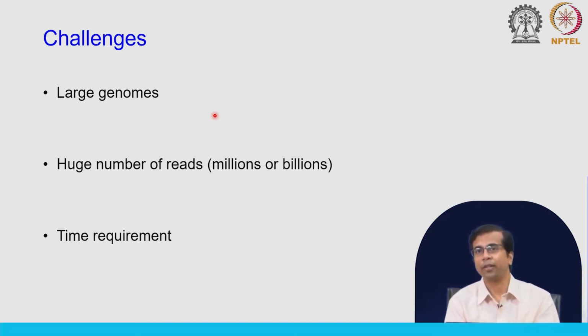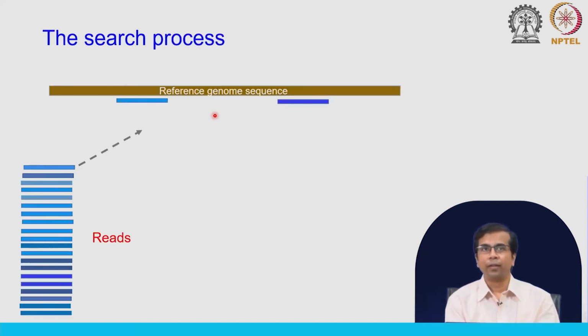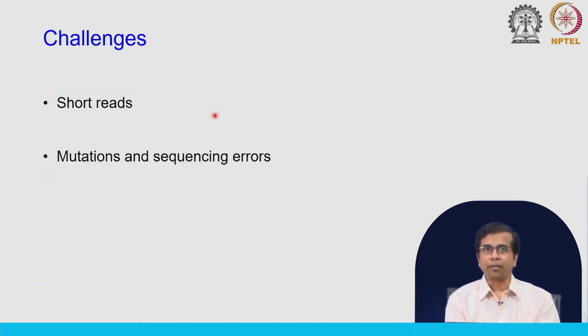So, you will probably need a lot of time to actually complete this process. If you had only, let us say, a few reads to map against the human genome, then it is fine, you can do it in maybe an hour or 2 hours. But here we are talking about a large number of reads, and that compounds this problem. All right, so let us look into other challenges.